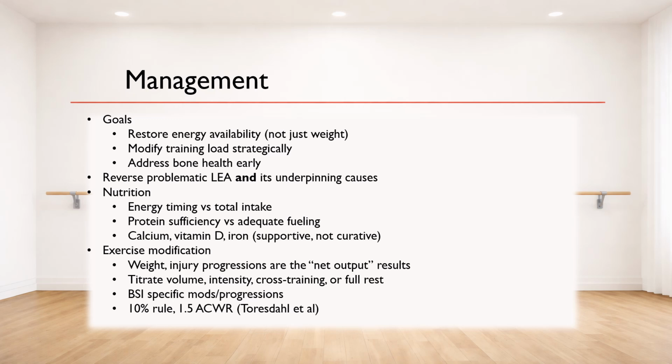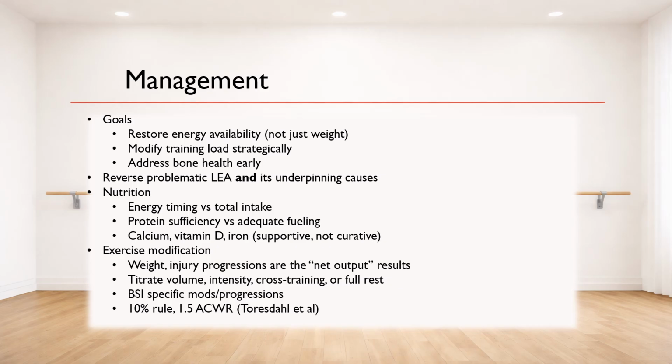The study I cited here, Torsdahl et al., is pretty recent. They talked about the acute to chronic workload ratio and used marathon runners to evaluate if there's a number in that ratio that seems to be associated with injury. And they did draw an association with the threshold of 1.5 or higher as being associated with injury in these runners.